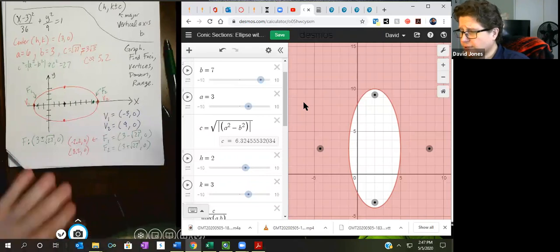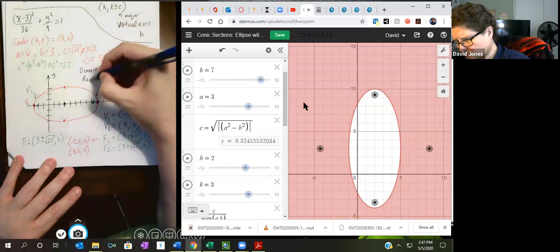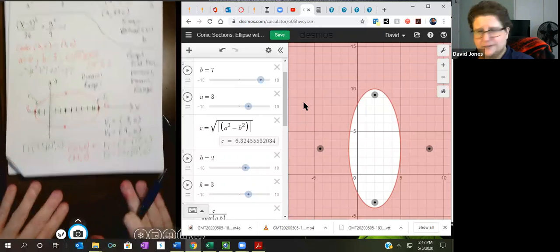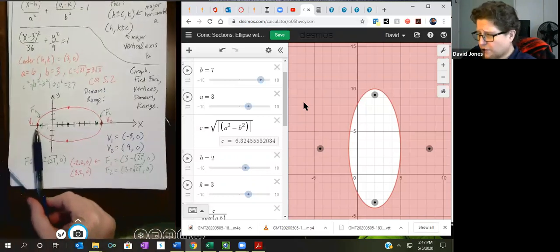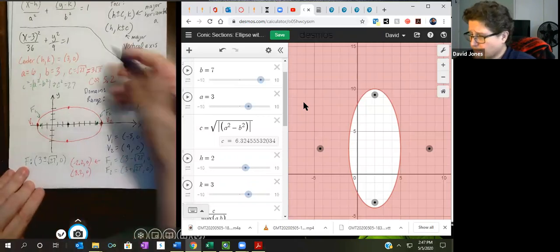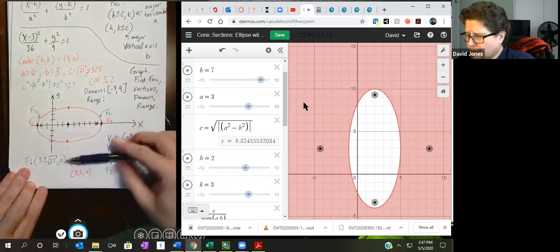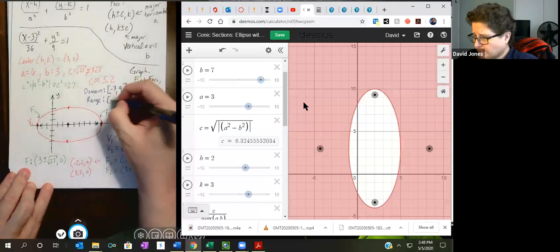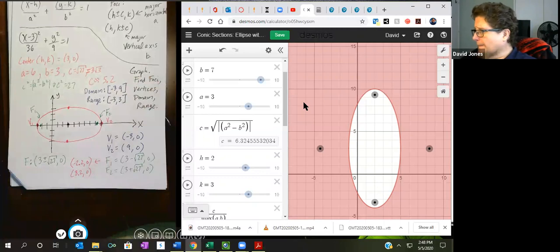Domain and range. Where does our graph start? Going left to right, it starts at negative 3 and ends at 9. Vertically, it starts at negative 3 and ends at 3. That's all it does.